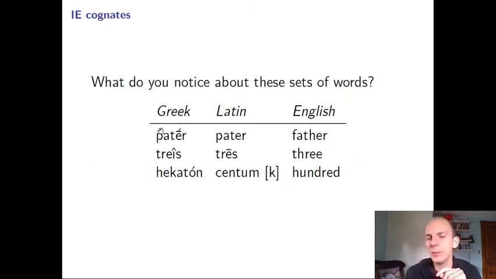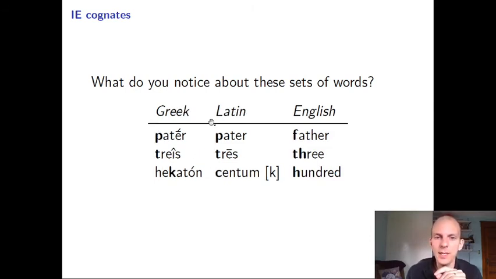So we'll take an example and we'll look at Rasmus Rask's take on it. Here we already saw some things like this. Again, we're being Rasmus Rask for the moment. It's a cool name, right? So we don't have access to Sanskrit, that other column that we were looking at. But he saw things like this. Pater, pater, father, tres, tres, three, hekaton, kentum, 100. And he found these patterns. P, P, F. T, T, th. K, K, h. This is a K, right?